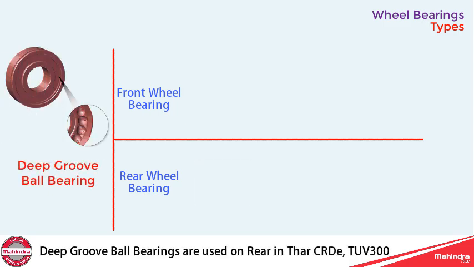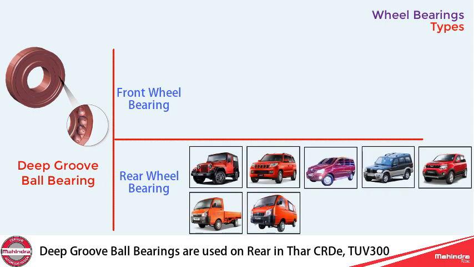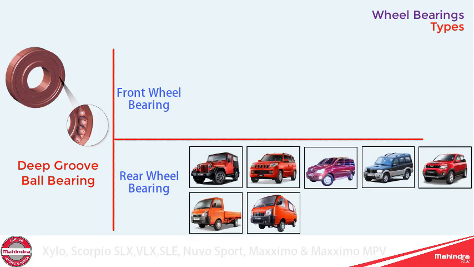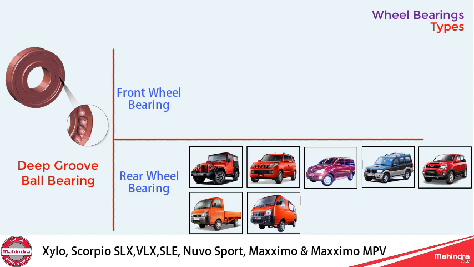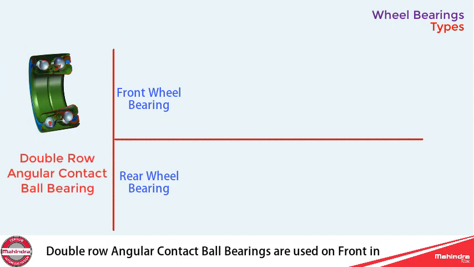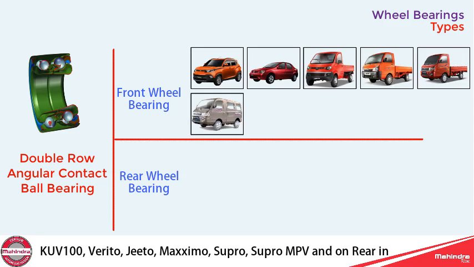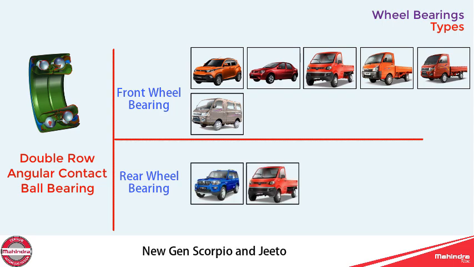Deep groove ball bearings are used on rear in Thar CRDE, TUV 300, Xylo, Scorpio SLX, VLX, SLE, Neosport, Maximo and Maximo MPV. Double row angular contact ball bearings are used on front in KUV 100, Verito, Jito, Maximo, Supro, Supro MPV, and on rear in new generation Scorpio and Jito.